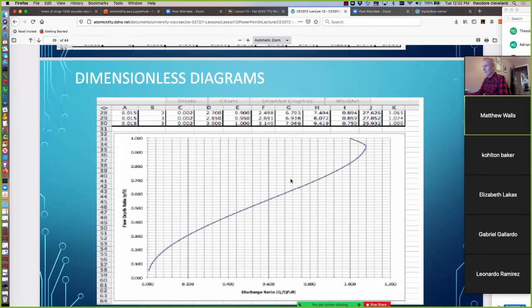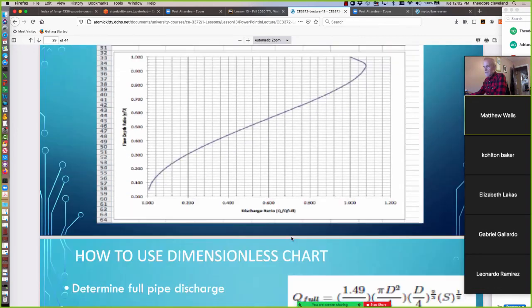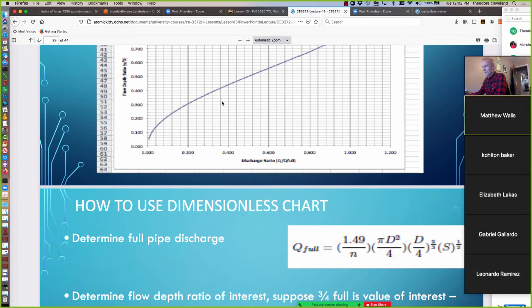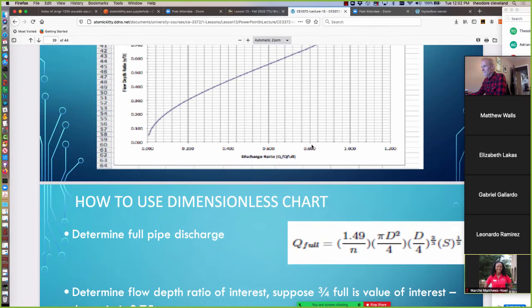And we get a plot that looks like this. And so on this plot, if we know a flow depth ratio, we can recover a discharge ratio. Now the calculation of full discharge is easy. That's just Manning's equation applied in this fashion. And here's how we would use a chart like this. First, we would calculate the full pipe discharge.